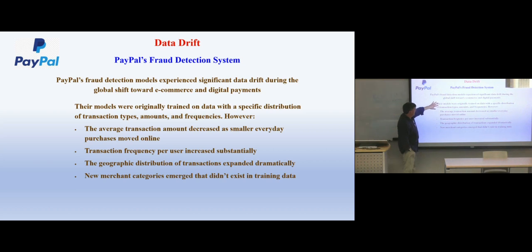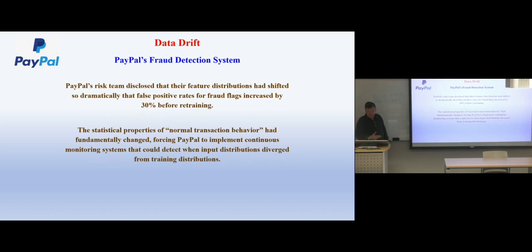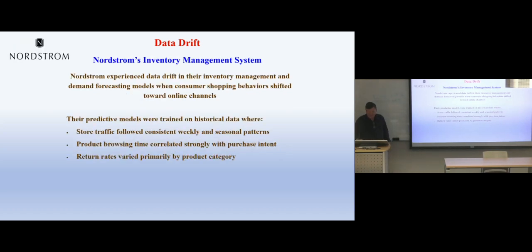Okay, PayPal, their fraud detection, they had drift during the shift to e-commerce and digital payments. They trained with the average transaction amount, transaction frequency, and geographic distribution. Then new merchant categories came in, and PayPal had to adjust their features. Notice their feature distribution shifted so dramatically that their false positives for fraud went up 30% before they had a chance to retrain them. Notice normal transaction behavior had fundamentally changed. They went to continuous monitoring, which every credit card company has now, so they could handle retraining.